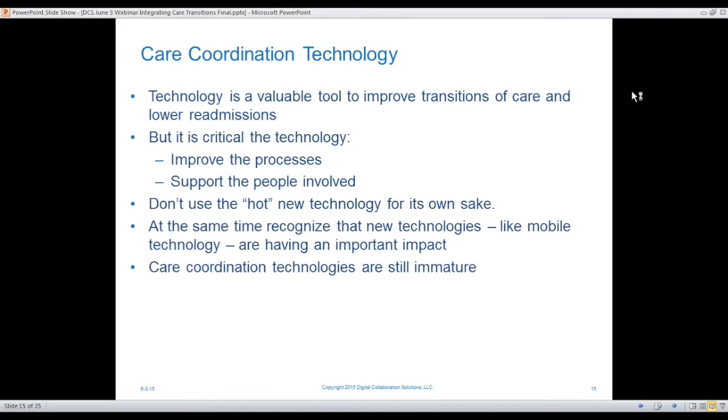At the same time, recognize that new technologies like mobile can have an incredibly important impact. Care coordination technologies are still immature. There are many, many, many tools and systems out there, and there will keep being those. So what you want to do is take a hard look at how to fit them in, how to make them effective, and how to use them in that balanced and integrated approach that we described.